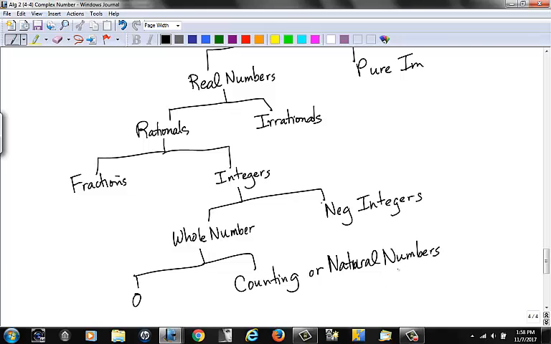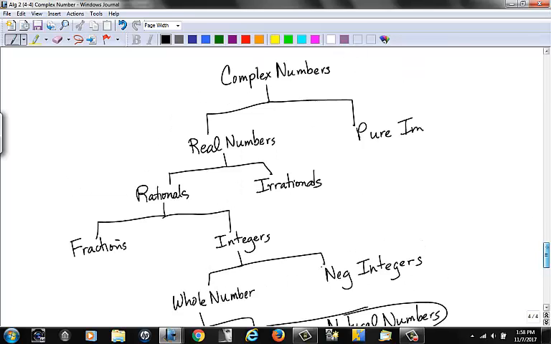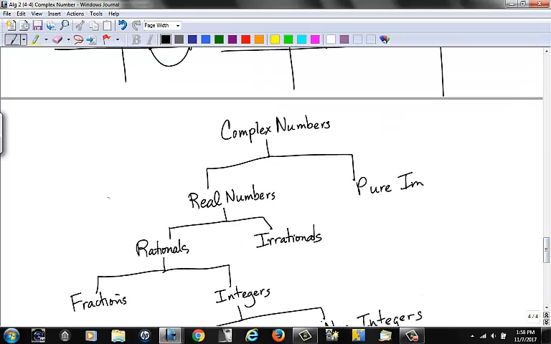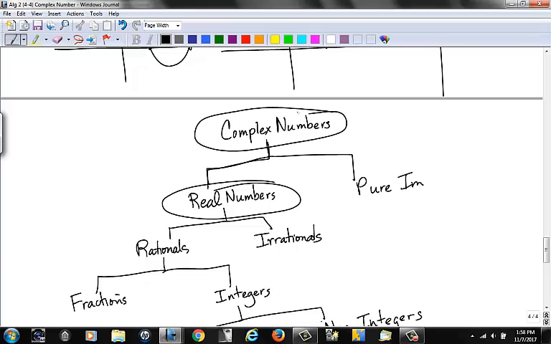You want them to say the number 1. That's the natural numbers or counting numbers. Then you throw 0 in, and then you work your way up. Up to today, this was as high as you had gone through your math career. Today you just took it a step higher and went up to complex numbers.